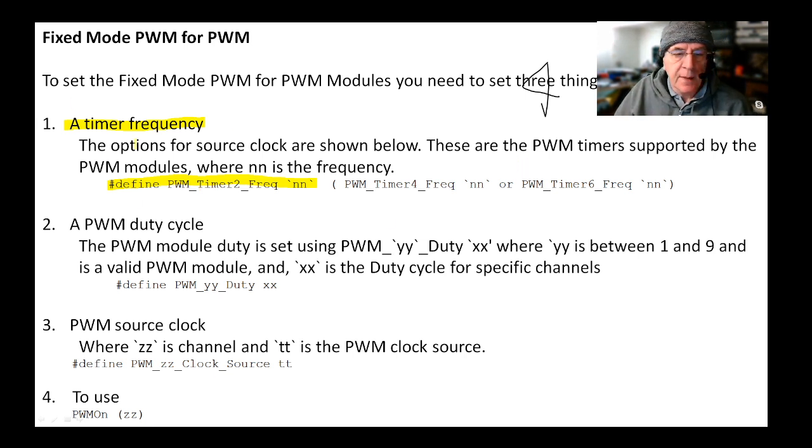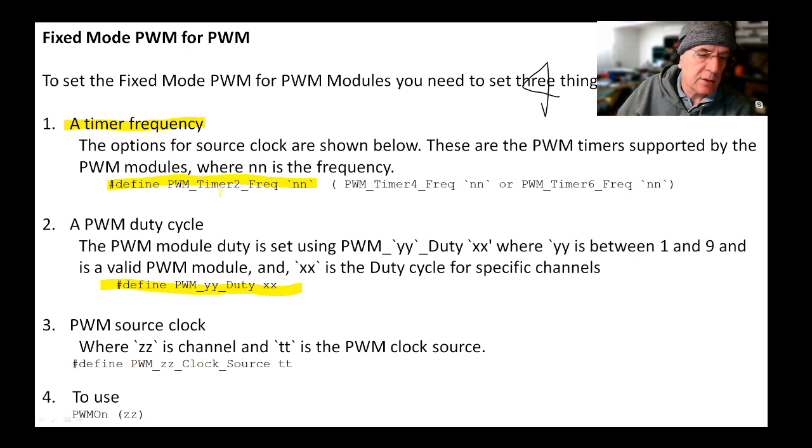Then we need to tell it the duty cycle. So we say what that duty cycle is, and it is another constant. Define a constant with, what is key here, we're talking to the channel. So we're saying PWM YY, and that's the channel number. That can be 1 through to 9, and then a duty number. I'm going to show you an example in a moment.